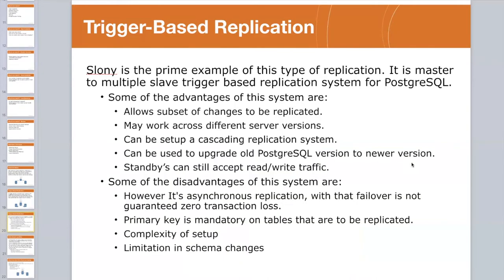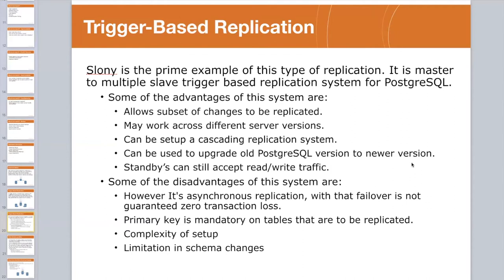So some of the advantages of trigger-based replication are that you can choose the objects that you want to replicate. You don't have to replicate your whole cluster. You can choose a subset of the objects that you want to replicate. They can work across multiple different server versions. You can set them up in cascading replication mode. You can use this kind of replication to upgrade from older versions to newer versions. And one more thing is that the standbys can still accept read and write traffic.